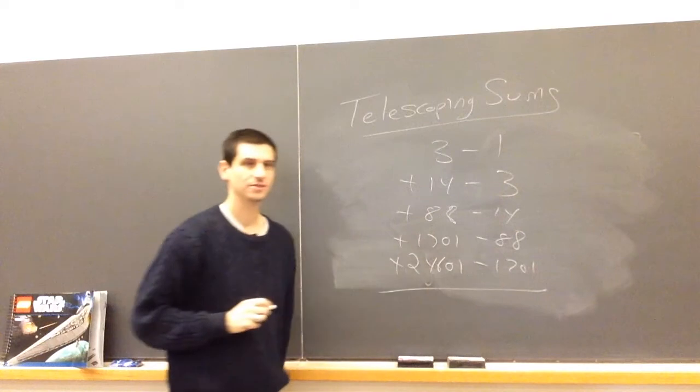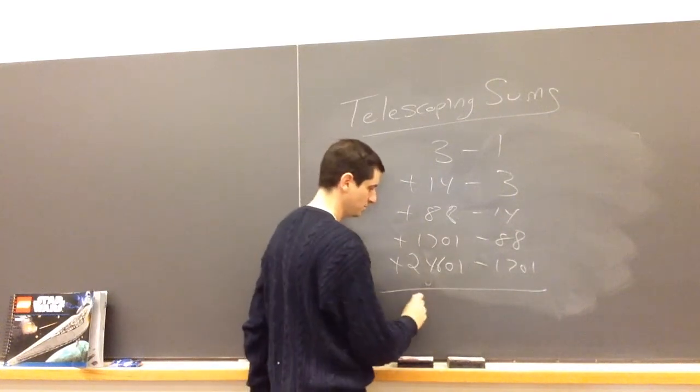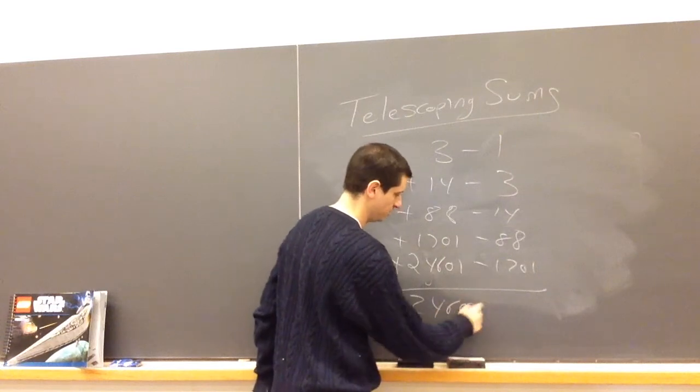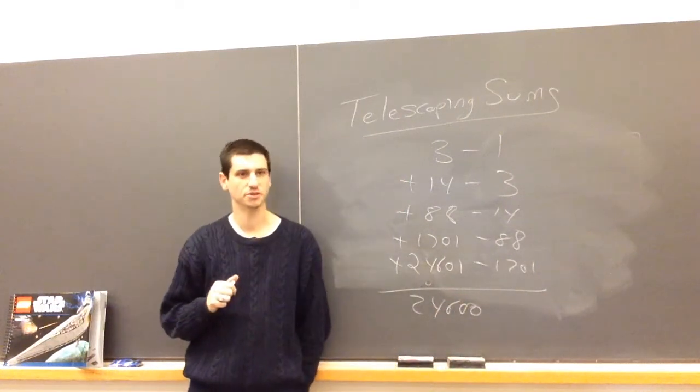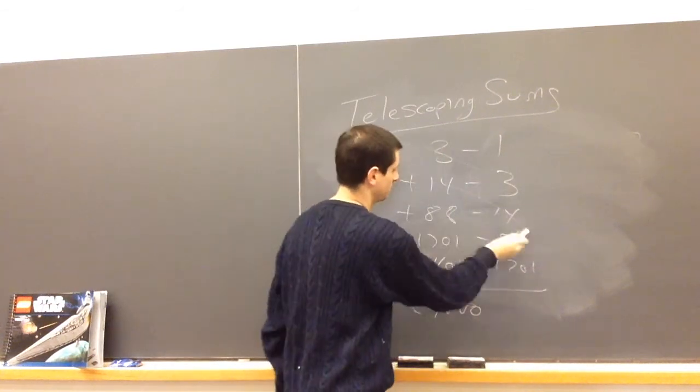What's the answer? Yes? What's the answer? 24,600. Jean Valjean's neighbor. Okay? How did you get that so quickly? So you can cancel.